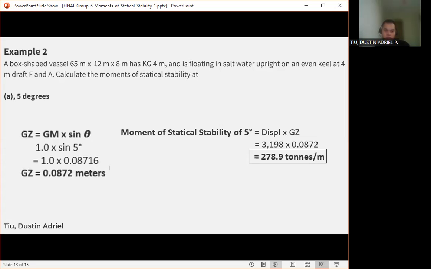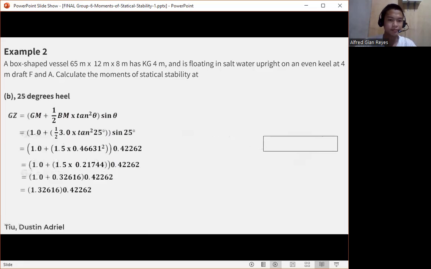So we can now solve for the moment of statical stability. W times GZ, so 3,198 tons times 0.0872 meters is equal to 278.9 tons per meter. That's right.